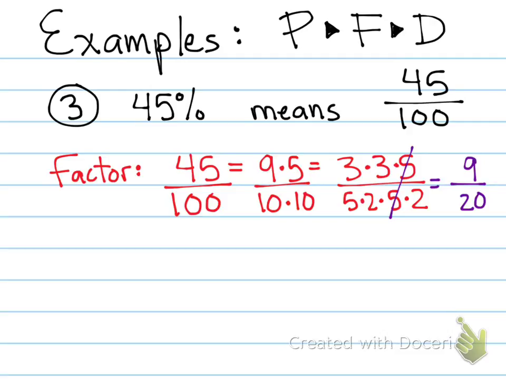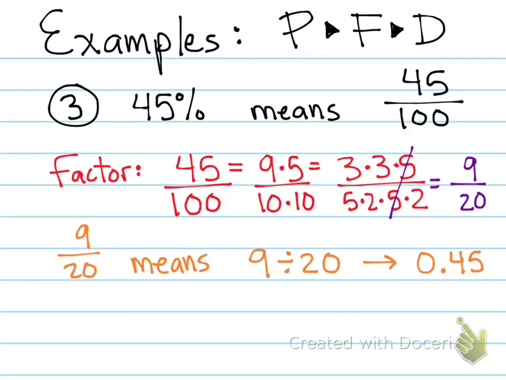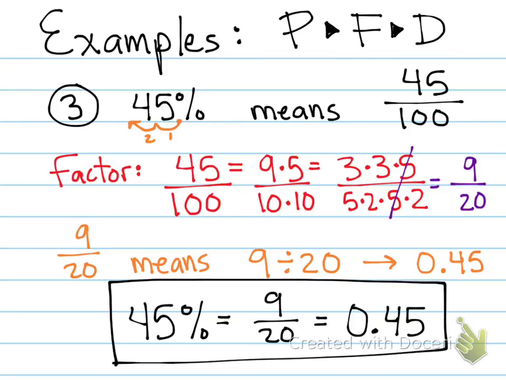Now remember that 9 over 20 means 9 divided by 20. We can use long division, as used before, to get the decimal form of 9/20ths, which is 0.45. If you know the original percent, there is a shortcut to get to the decimal, which is to simply take the decimal point in the percent and move it 2 spaces to the left. This means that the percent, 45%, is equal to the fraction 9 over 20 and also to the decimal 0.45.